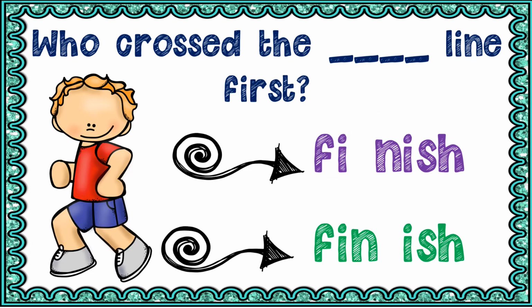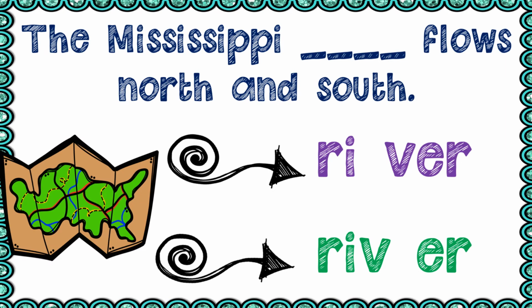Who crossed the line first? Would it be fi or fin? It would be fin, right? Finish. Line first. The Mississippi flows north and south. Would it be rye or riv? Good. It would be river.